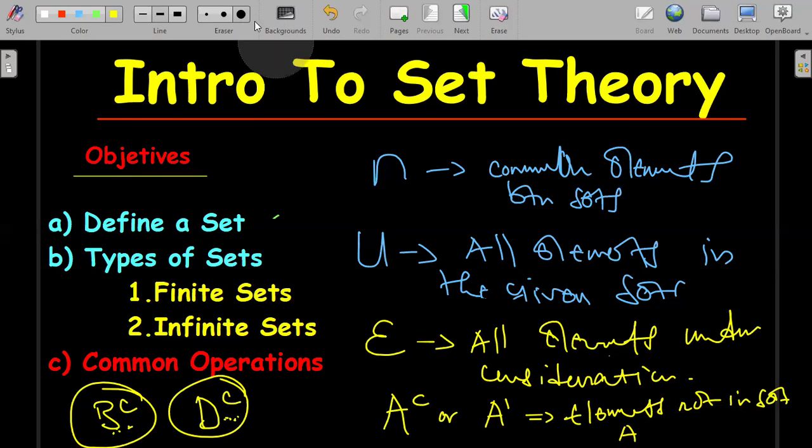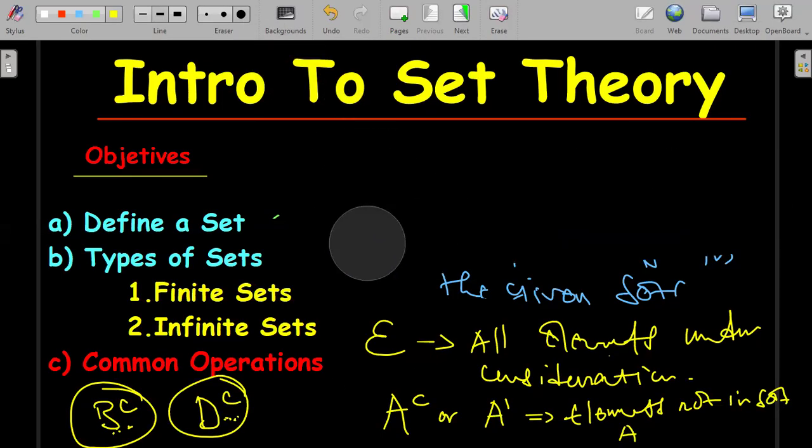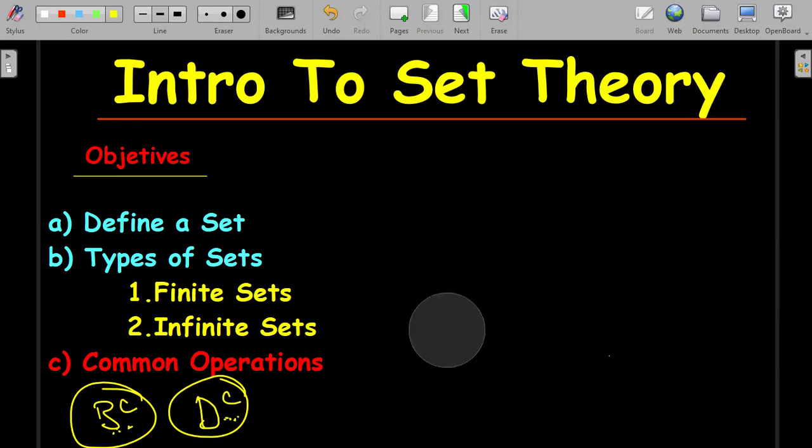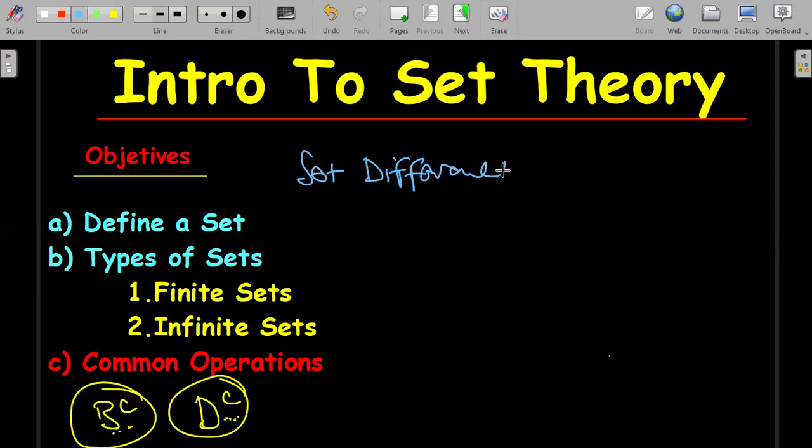Okay, and then the other common operation that you're going to encounter as you go in this course is what we call the set difference. A very nice concept. Okay, the set difference. So this set difference is written as A minus B. This is the set difference. A minus B means A intersection B complement.